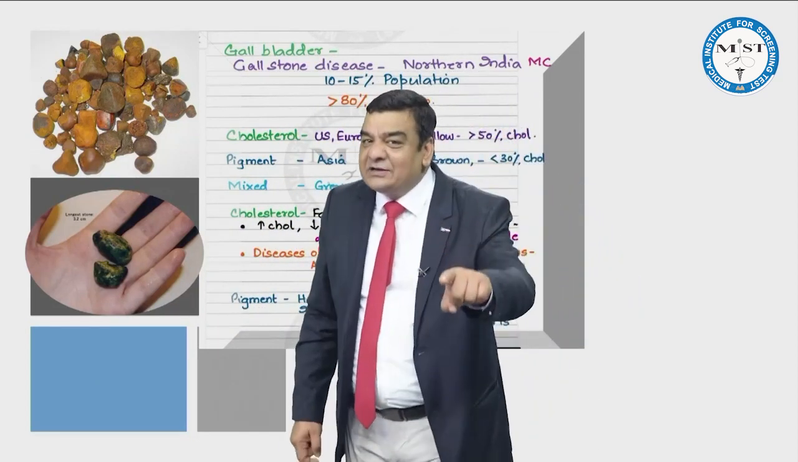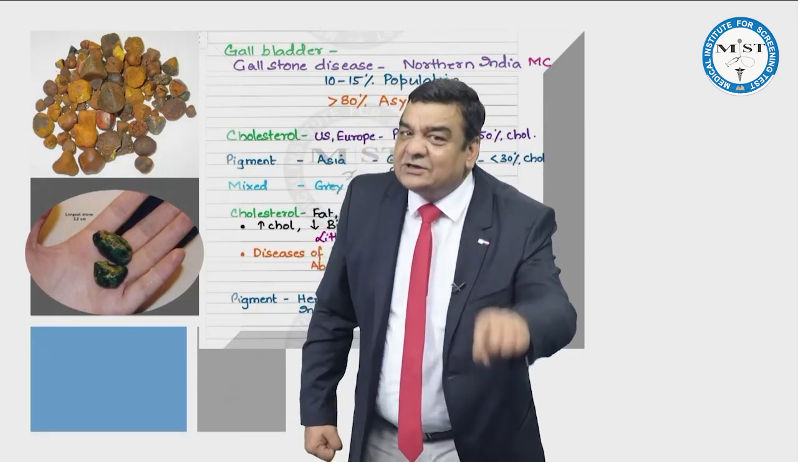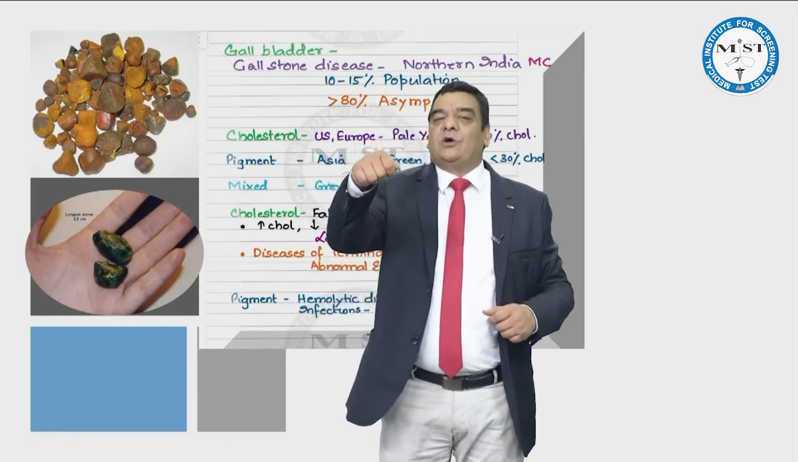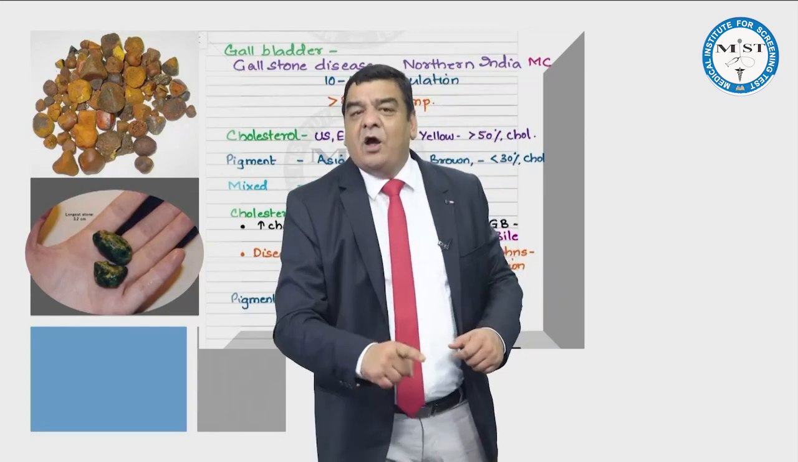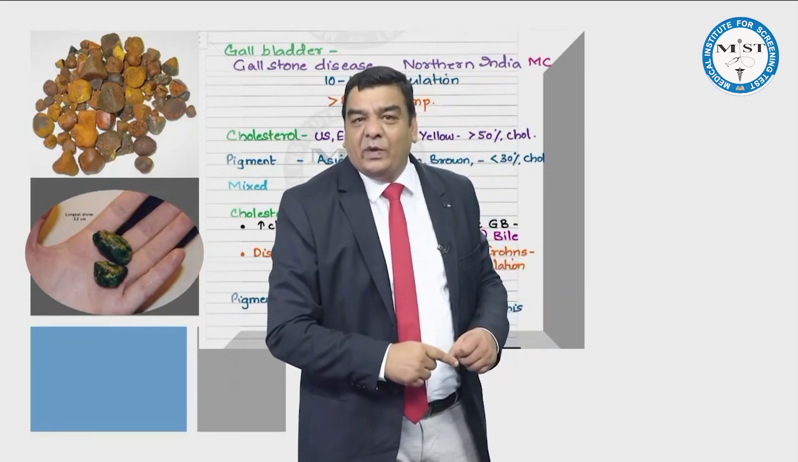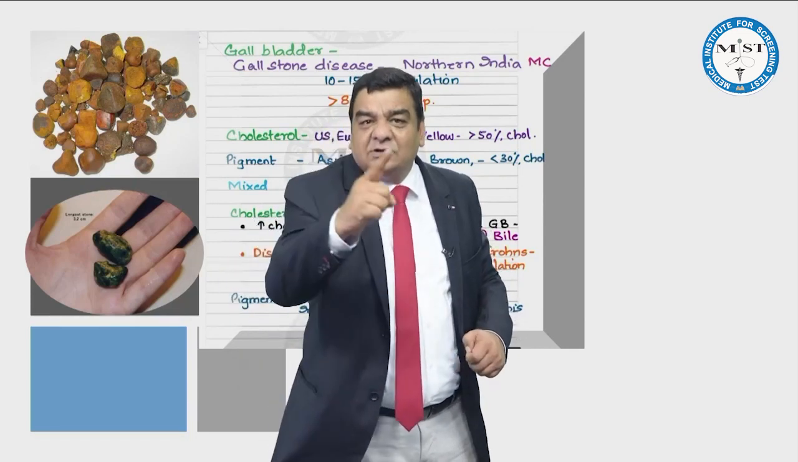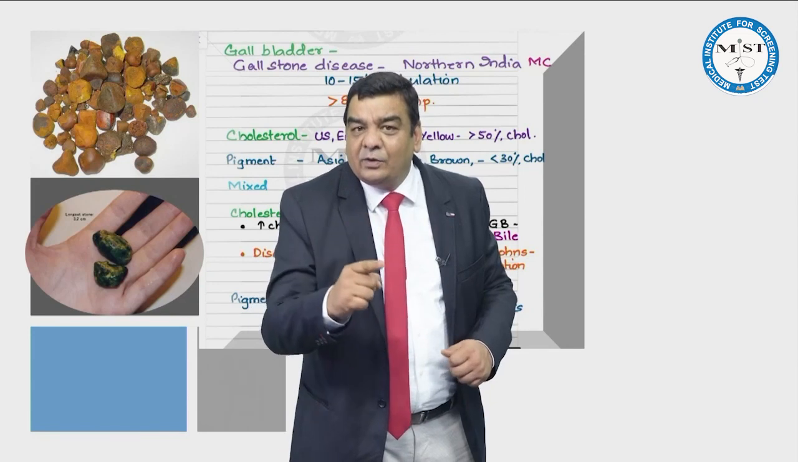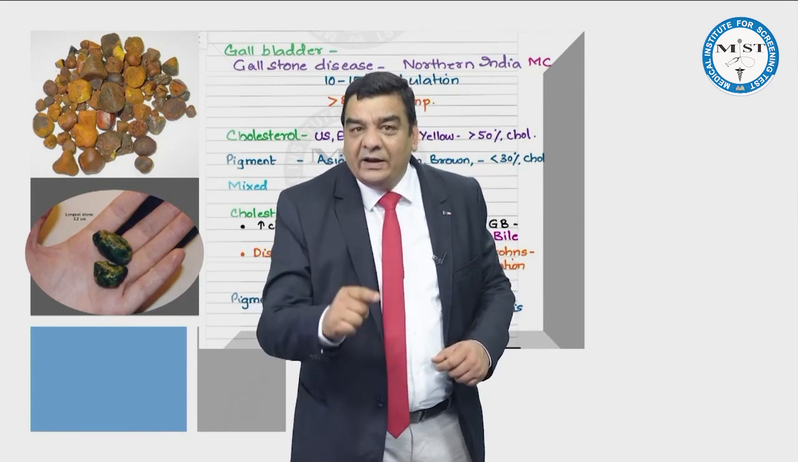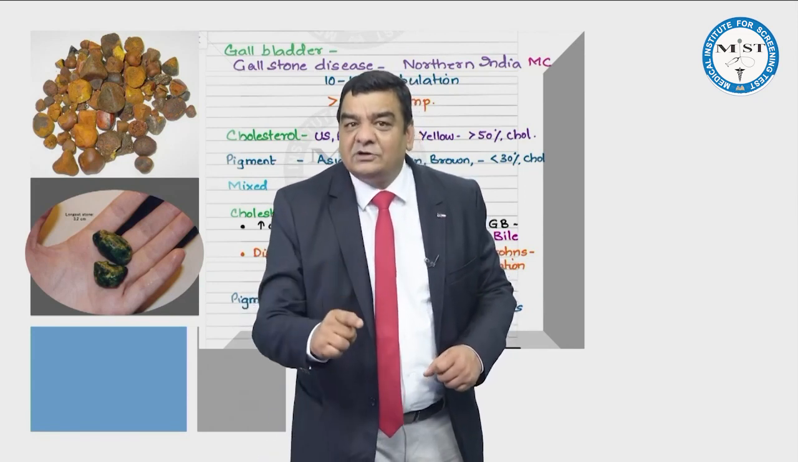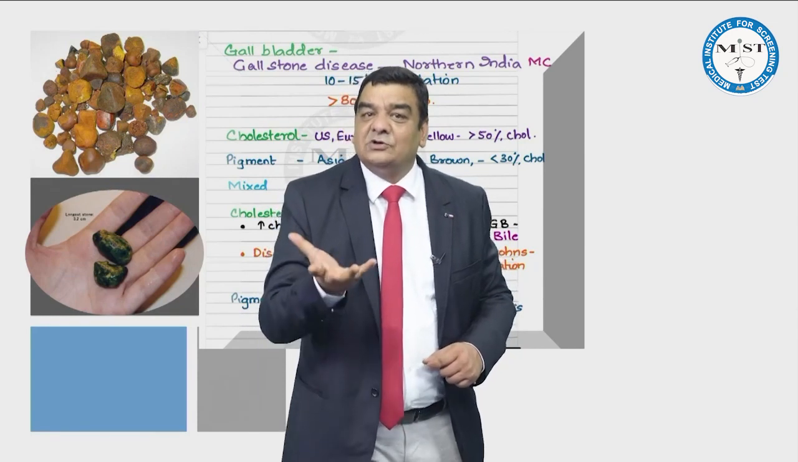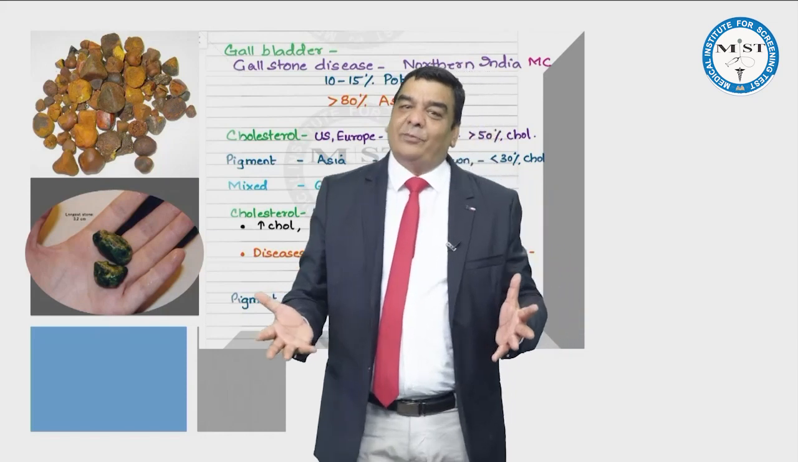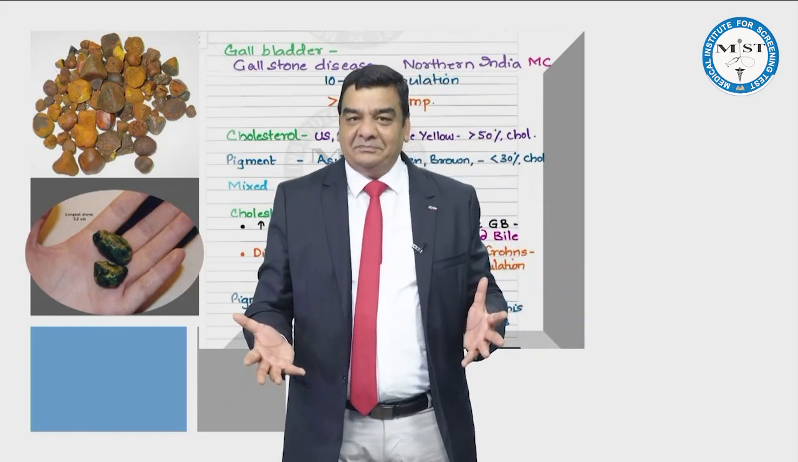But my dear friends, if the terminal ileum gets diseased due to Crohn's or tuberculosis, then this reabsorption of bile salt, bile acid will not occur from the superior mesenteric vein. That means the concentration of bile salt, bile acid going to the liver and into the gallbladder will decrease. So if the concentration decreases, then the cholesterol will precipitate. And that is how cholesterol stones can form inside the gallbladder.